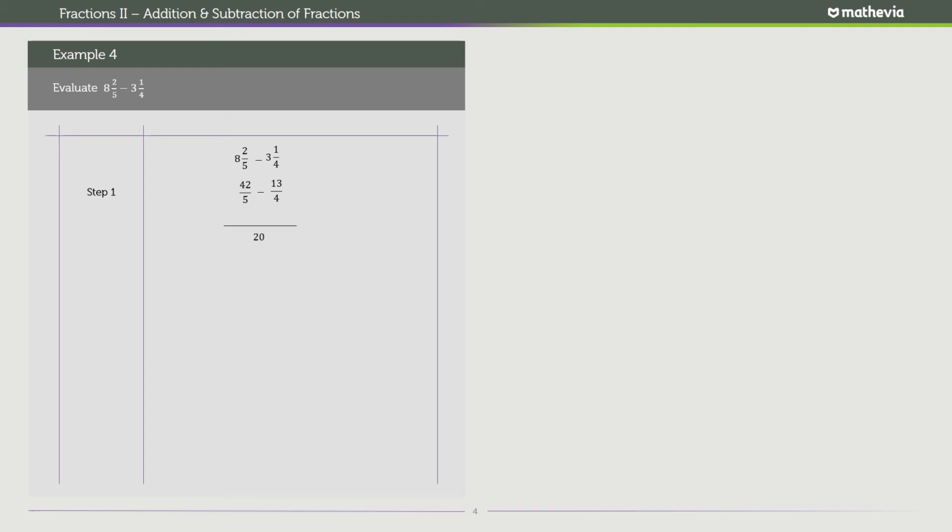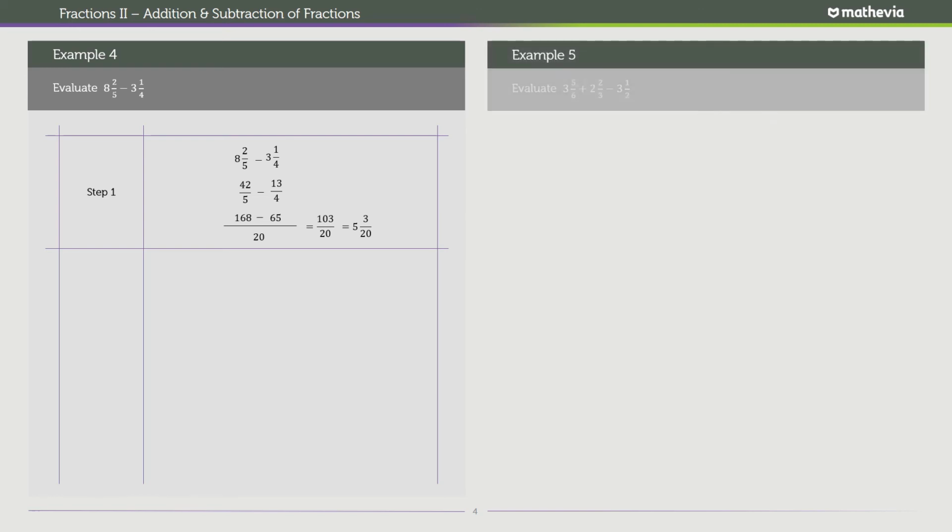Common denominator is 20. And we have 20 divided by 5 gives you 4. And then 4 times 42 gives you 168. Minus 20 divided by 4 will give you 5 times 13 will give you 65. And what you have in the end, you have 168 minus 65 gives you 103 over 20. And what you have in the end is 5 3 over 20. Very simple, very straightforward.